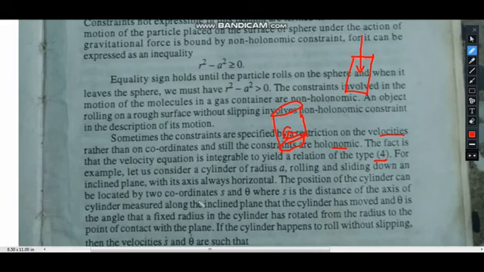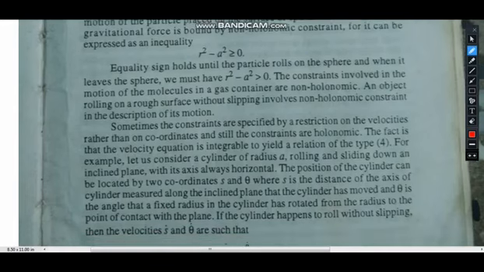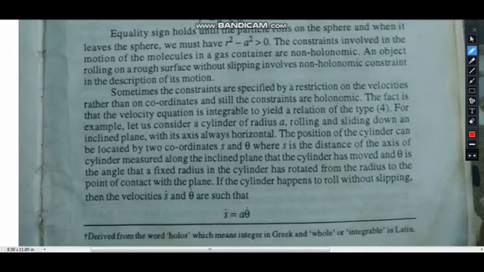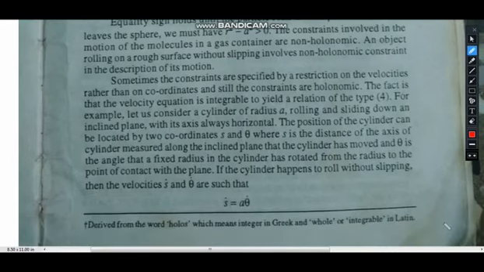The position of the cylinder can be located by two coordinates. One is S and the other one is theta. S is the distance that the axis of the cylinder has moved, measured along the inclined plane, and theta is the angle that a fixed radius in the cylinder has rotated from the radius to the point of contact with the plane. So here S and theta are involved.